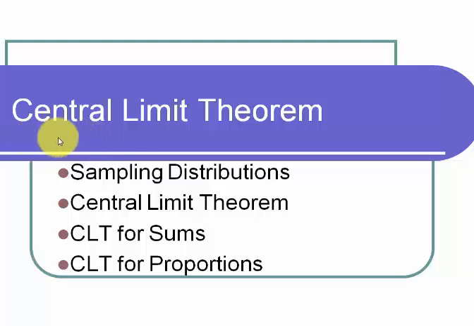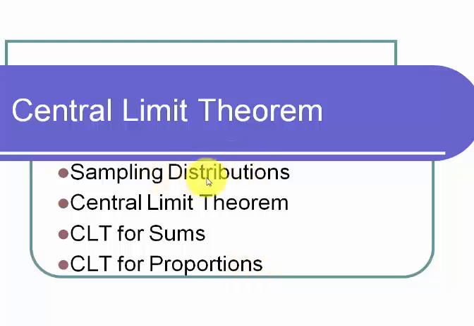This is a video on the central limit theorem. What we'll be talking about is first something called sampling distributions, which has to do with taking a look at all possible samples of a fixed size and looking at the data you get from those samples. Then we'll look at the big theorem of the entire term for this class, and that's called the central limit theorem. And then we'll look at two variations on that. The first will be the central limit theorem for sums, and the second is the central limit theorem for proportions.